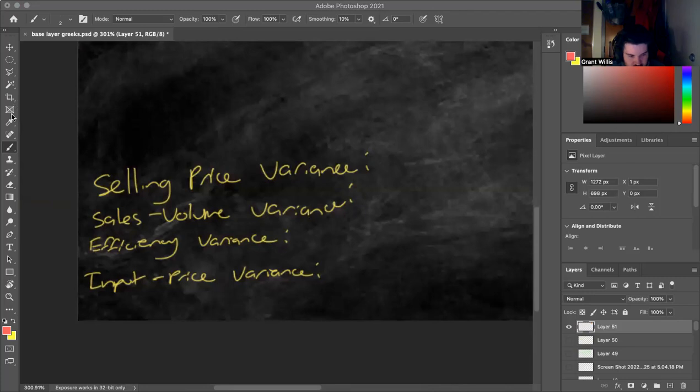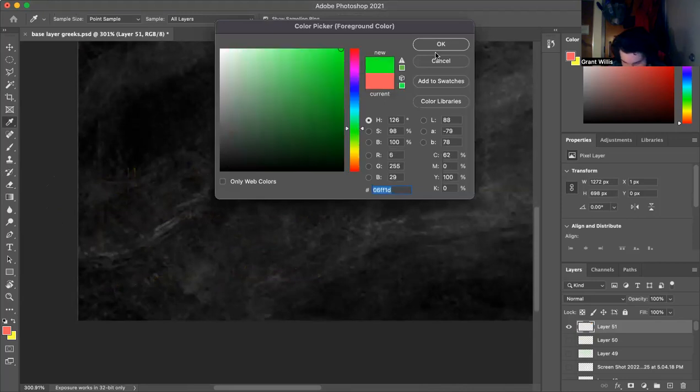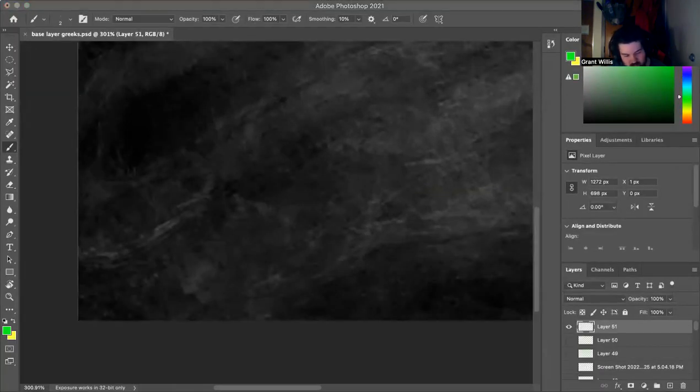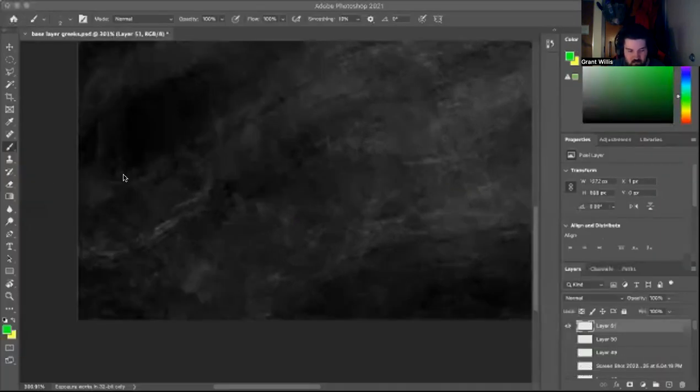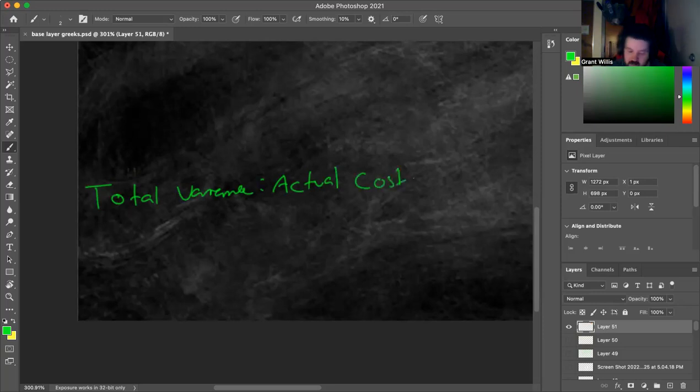So for this type of problem, the thing we're doing right now, he can either ask for, I'm going to erase this. You can ask for total variance, which is actual cost minus static cost.